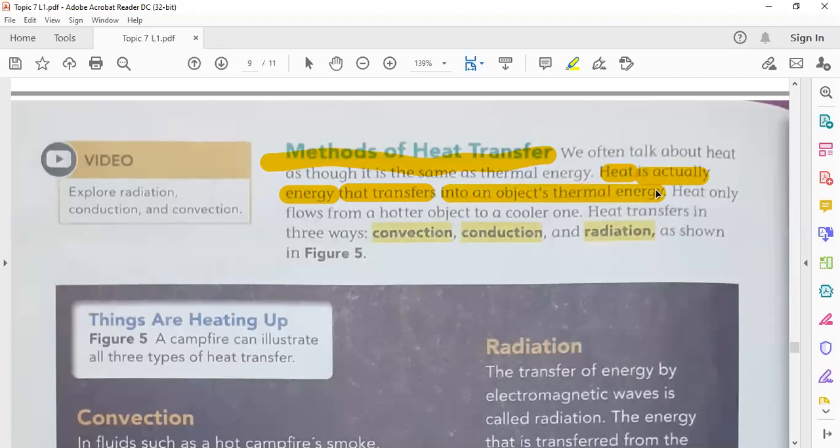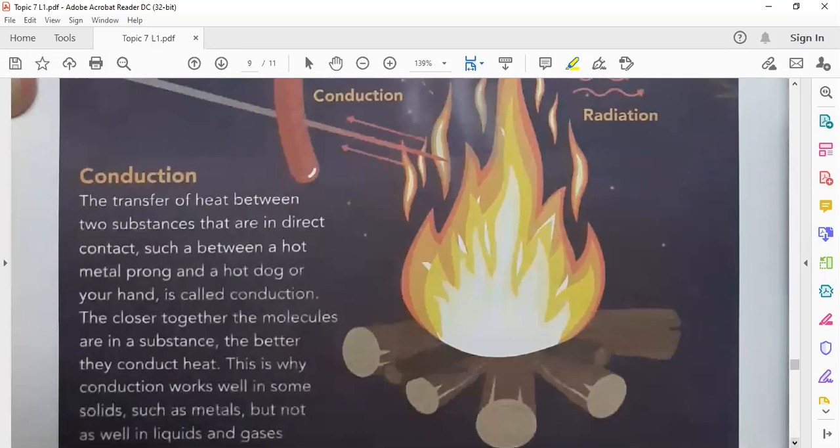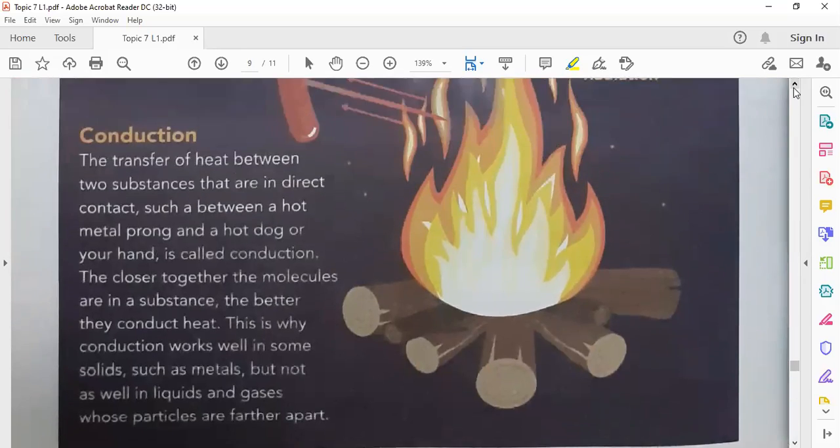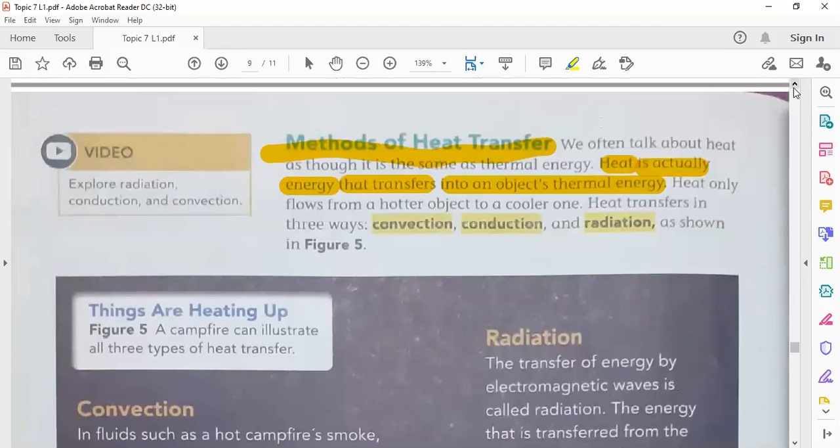Okay, it is page 348. What is the meaning of heat, or what is the definition of heat? It is energy that transfers into an object's thermal energy. When energy is added to an object's thermal energy, it is called heat.